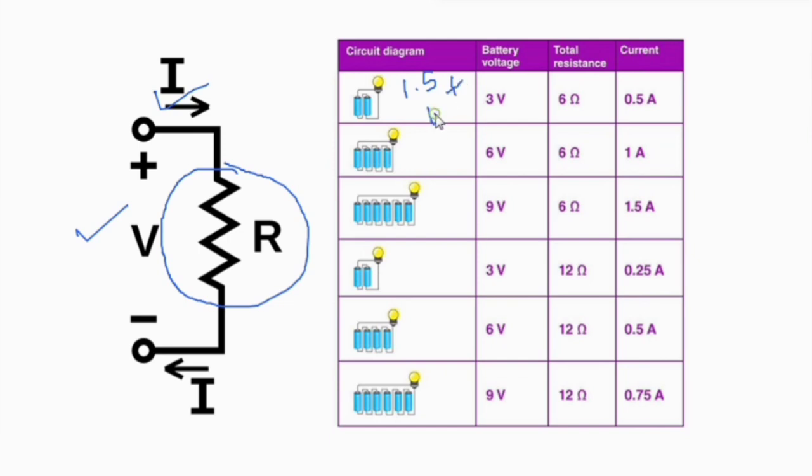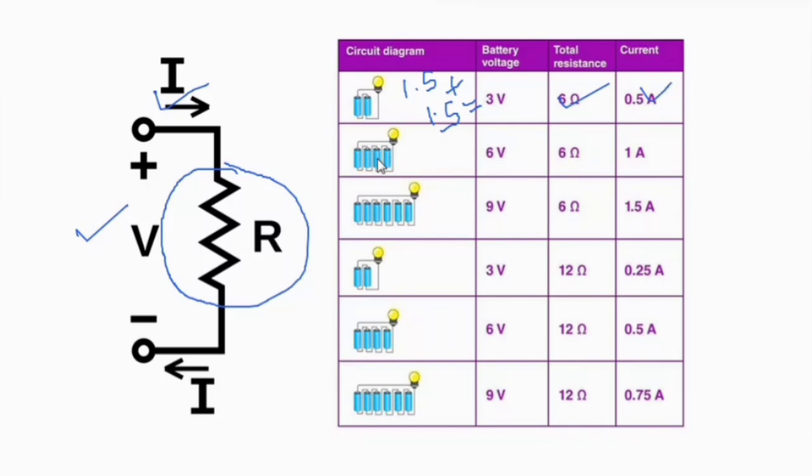Let's consider the resistance of the bulb is 6 ohms. According to Ohm's law, current flowing through the bulb is I is equal to V divided by R. Then 3 divided by 6 is equal to 0.5 ampere.